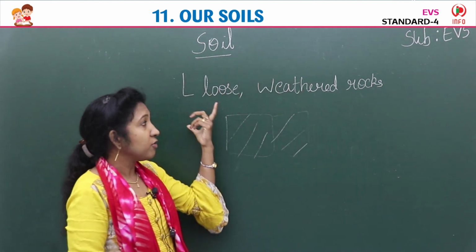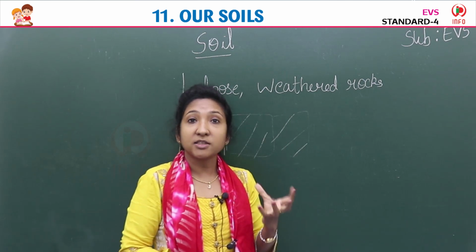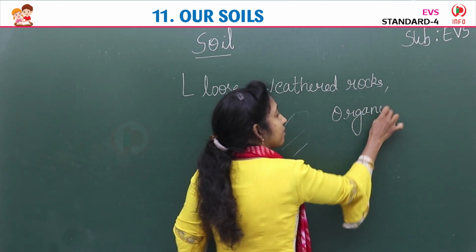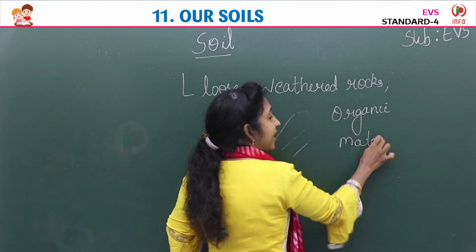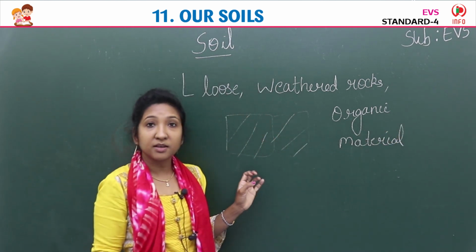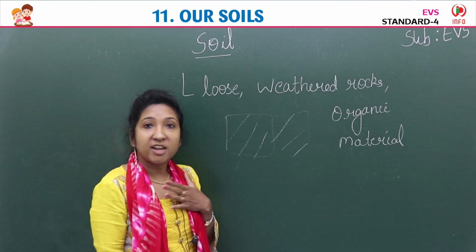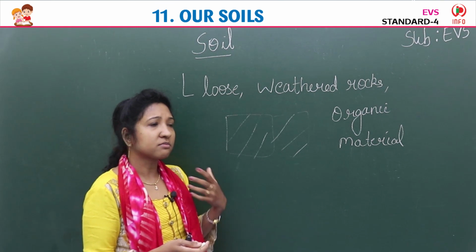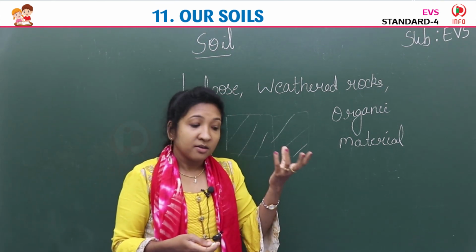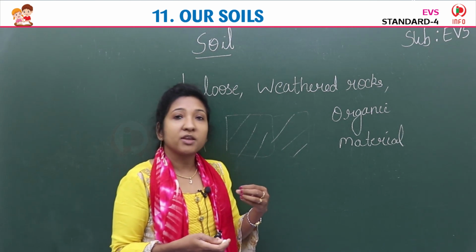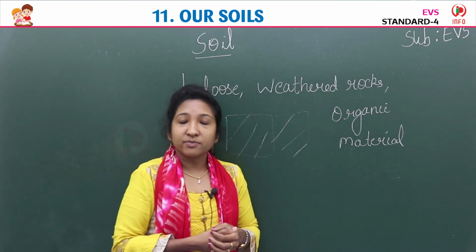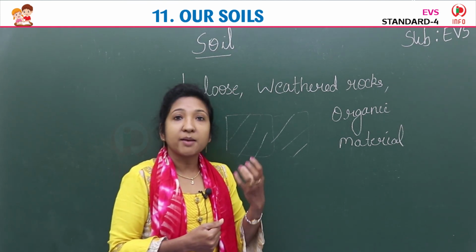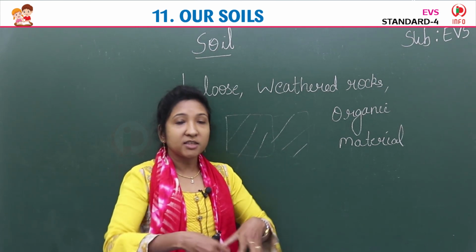So soil is made up of loose weathered rocks and organic material. Organic materials means what, children? Some waste products are there in our environment. Environment means the surroundings in which we live. When after planting seeds, we won't simply leave it, right? We will water it. Not only water is essential for that, we need to give some extra things so that it will grow nicely.